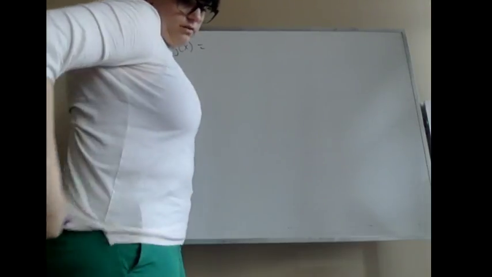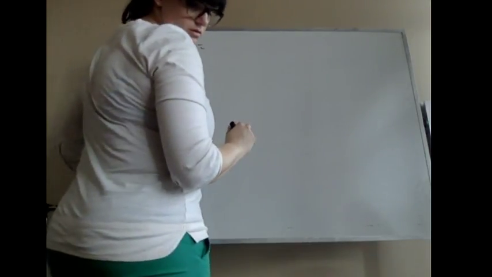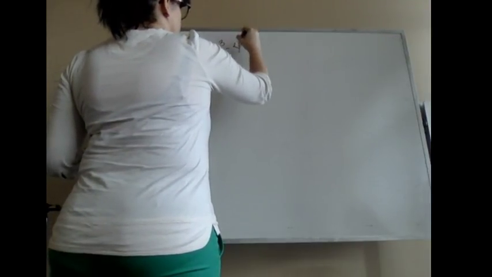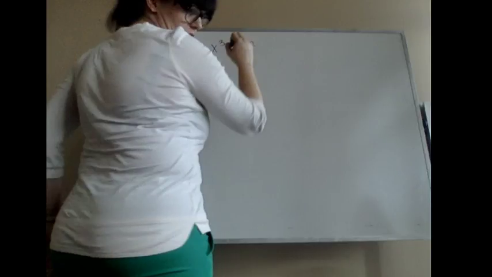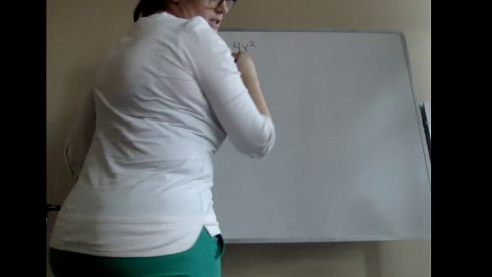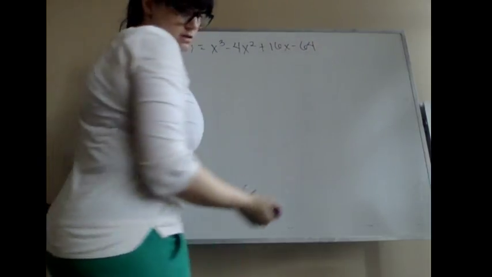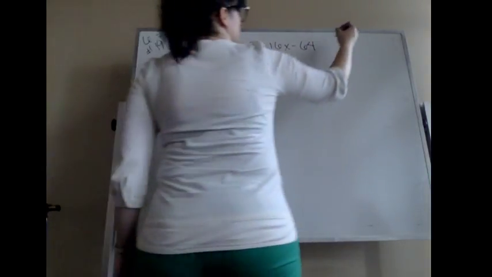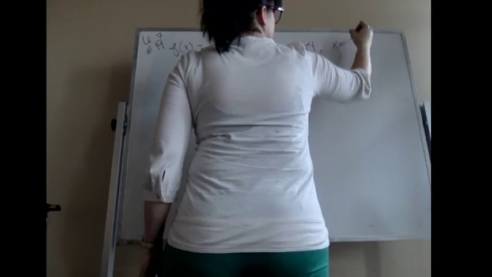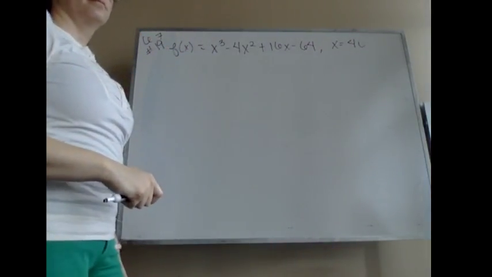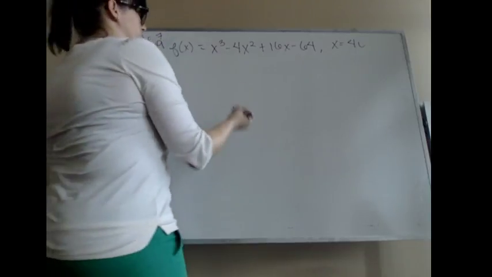Okay. We have f of x equals x cubed minus 4x squared plus 16x minus 64. And it wants to know if this is a solution. Okay. So here's what you do.